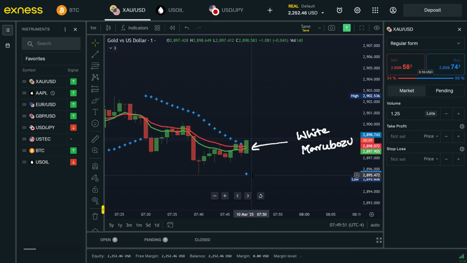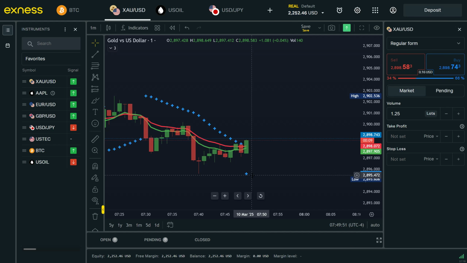The white Marubozu is characterized by a long, solid bullish body with no lower shadow or wick, which means that from the moment the candle opened, buyers were in full control, pushing the price higher without allowing any significant pullbacks. This kind of price action reflects strong buying pressure and could be a sign that a new uptrend is about to begin. If this formation completes, it could provide a great confirmation for a potential long trade.